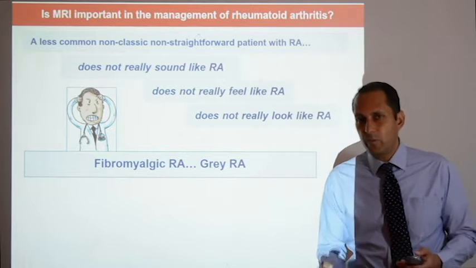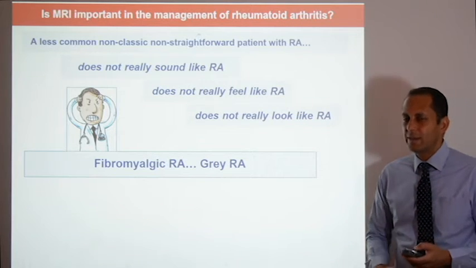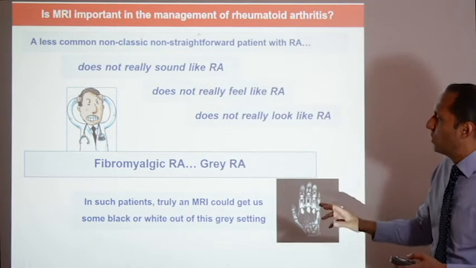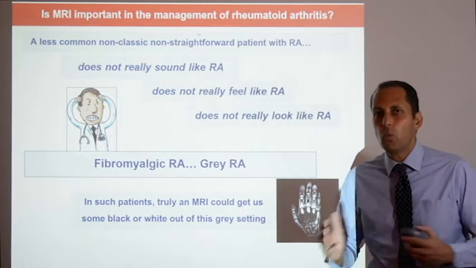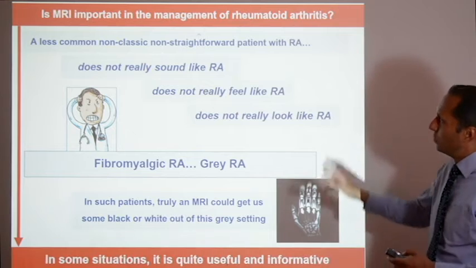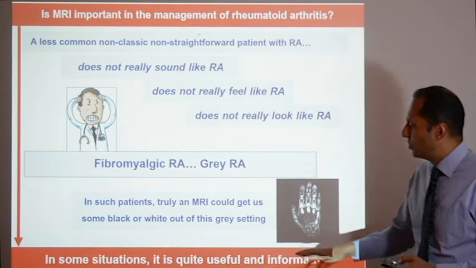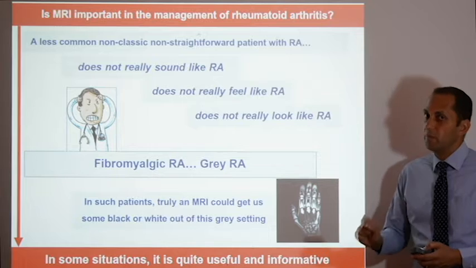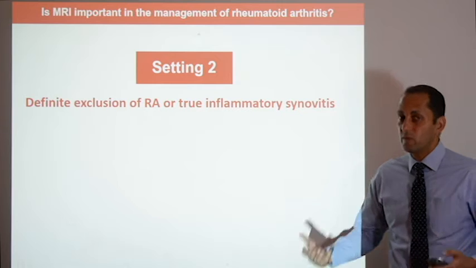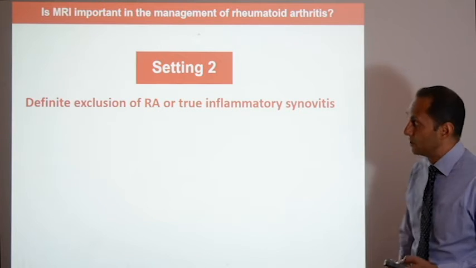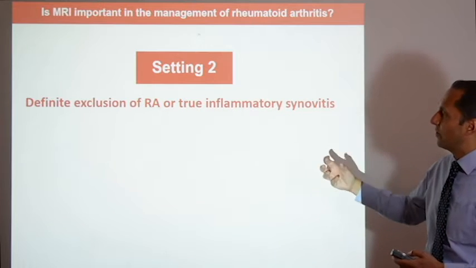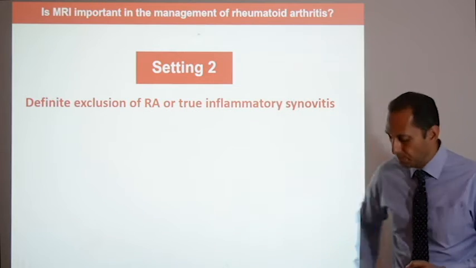So in that other patient, the fibromyalgic RA patient, the gray patient, yes, I would need an MRI. In such patients, truly an MRI could get us some black and white out of that gray colored setting. I would need an MRI. So in some situations, the MRI is quite useful and informative. Setting number 1, MRI is important in diagnosing some of my patients with rheumatoid arthritis. Setting number 2, it can help me to make a definite exclusion of RA or any true inflammatory synovitis.